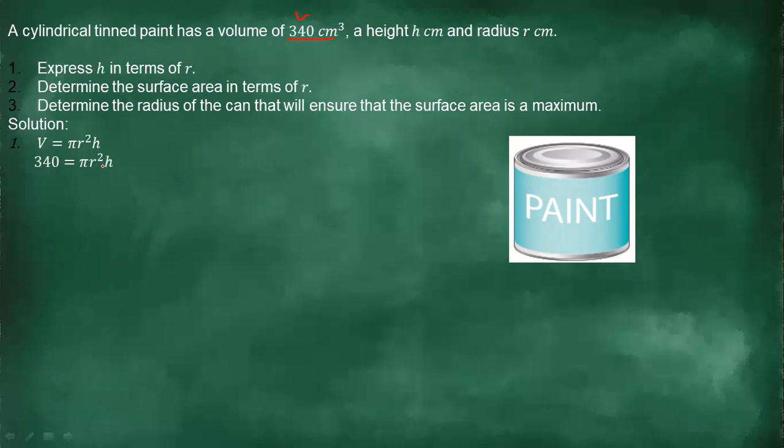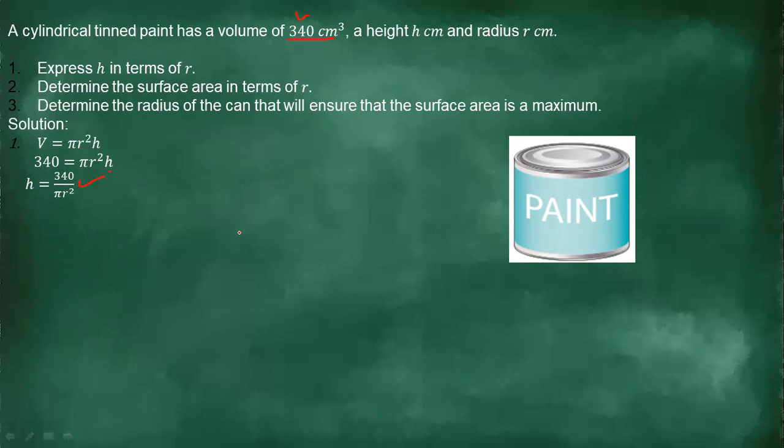And then from there you substitute the volume. And then they said we should express H in terms of R, meaning we're going to make H the subject of the formula here. We divide with pi R squared. Then this is what we want to have, so that we have just answered the question.